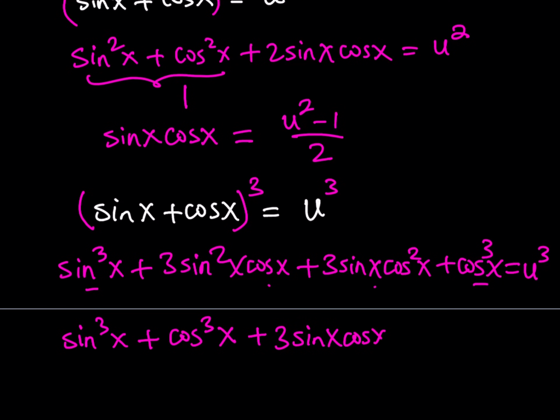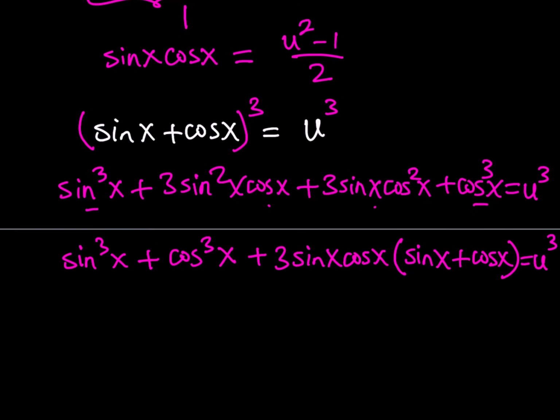So I could pull that out. And then inside the parentheses, I should have sine x plus cosine x, which is something familiar, right? Okay. So that is equal to u cubed. Now, what am I going to do with this? Well, I actually know what sine x cosine x is in terms of u, and this is just u.